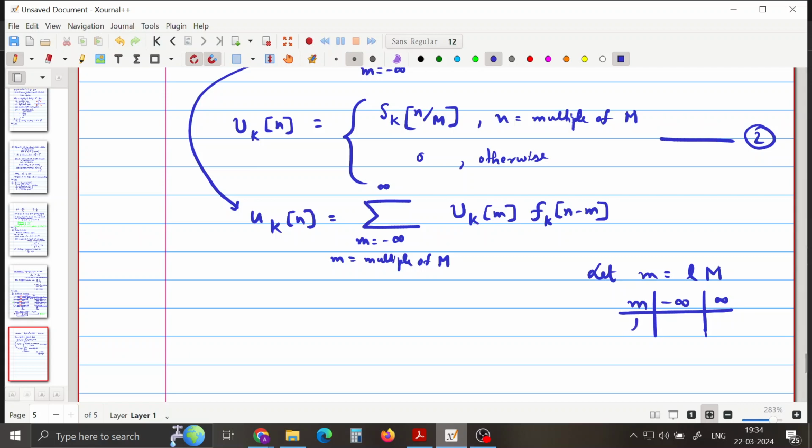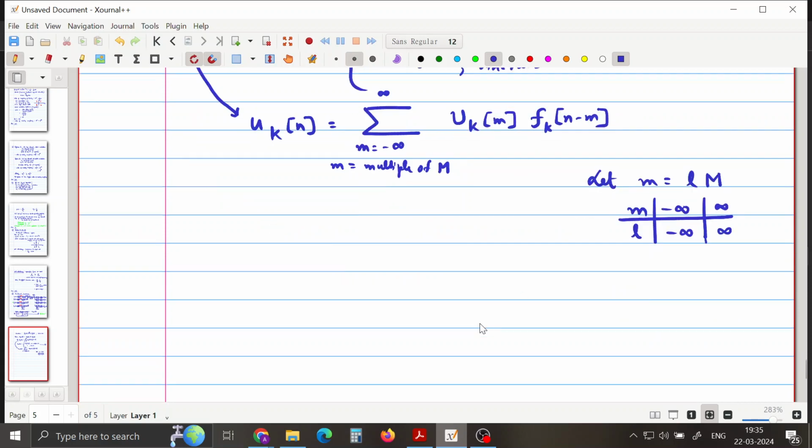In the limits, small l still runs from minus infinity to infinity, correct? If m runs from minus infinity to plus infinity, small l also runs from minus infinity to plus infinity, because this capital M is actually the upsampling factor, which is some positive integer in general.